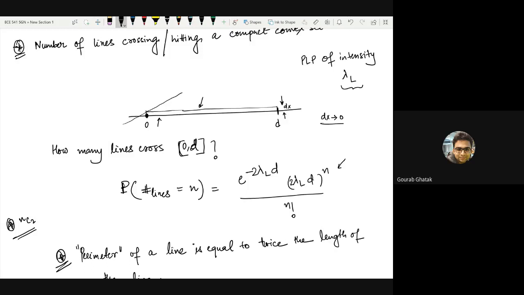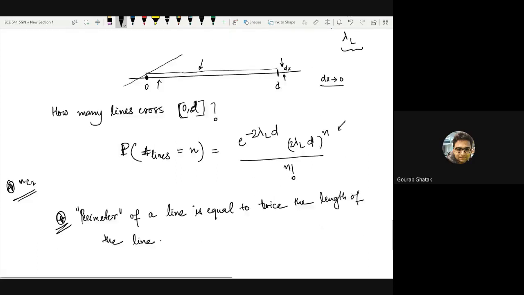However, we know that the perimeter of the rectangle is 2d plus 2dx, but dx tends to 0, so 2d. And since everything depends on the perimeter, we come back to this conjecture which says that the perimeter of the line is 2d. Does this line of argument make it more convincing? Yes, sir. Okay.